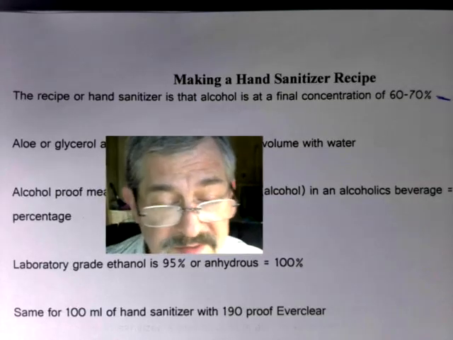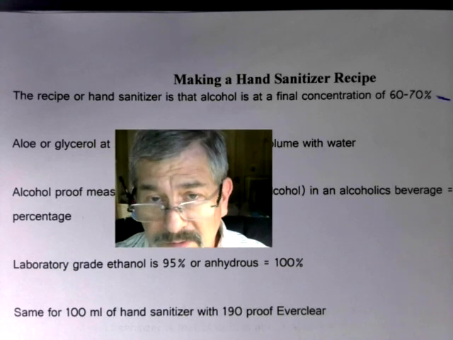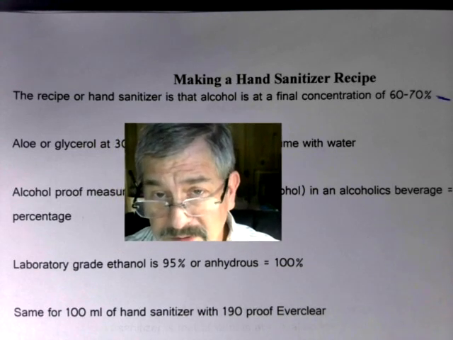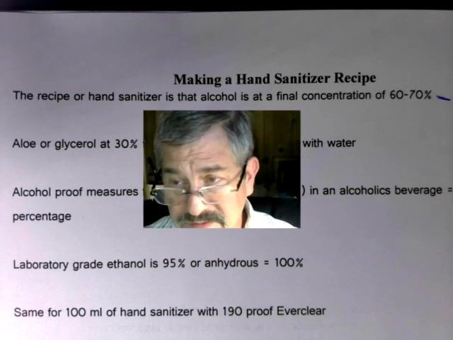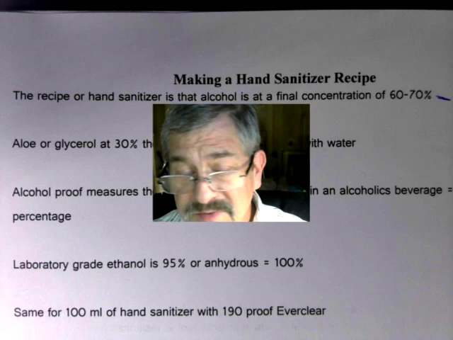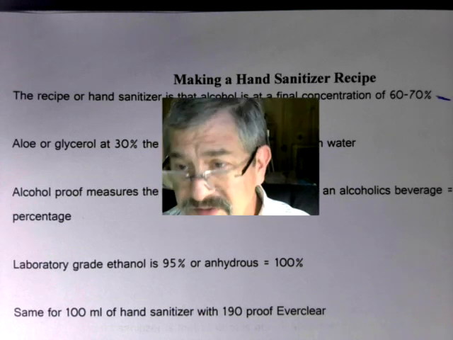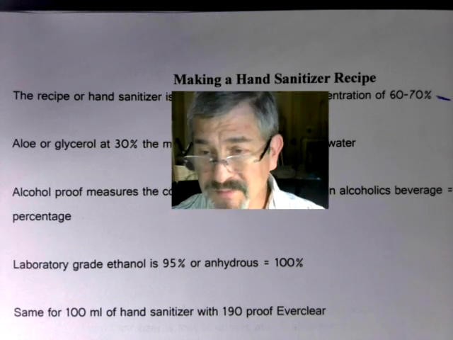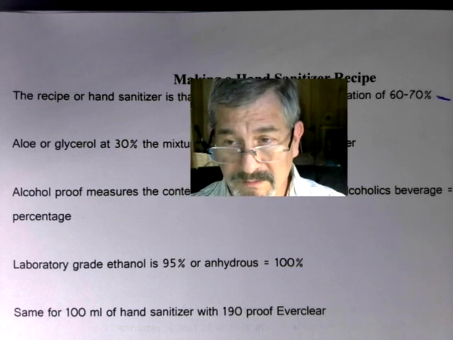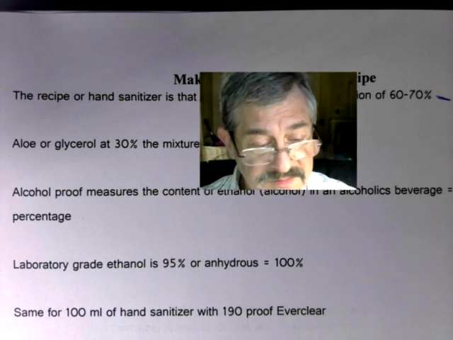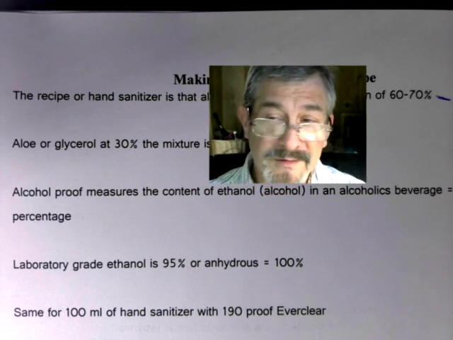First of all, if we look at our paper here, the recipe for hand sanitizer is basically alcohol of any sort. Isopropanol and grain alcohol are the two most common alcohols to use for this purpose. It should be between 60 and 70%. That's the sweet spot, the working range. If it's below 60%, it may not kill all of the bacteria and/or viruses. If it's above 70%, you're wasting alcohol.